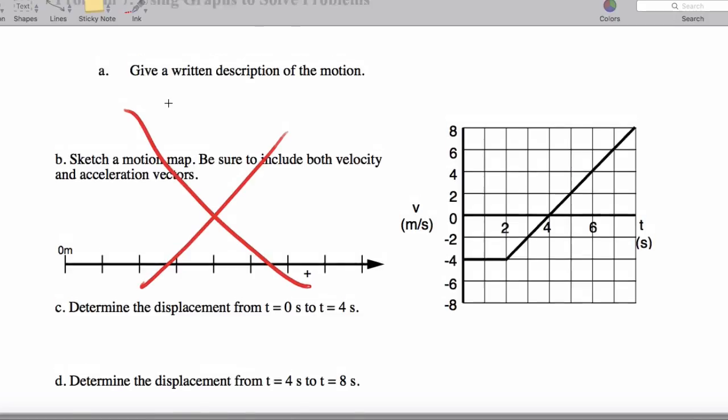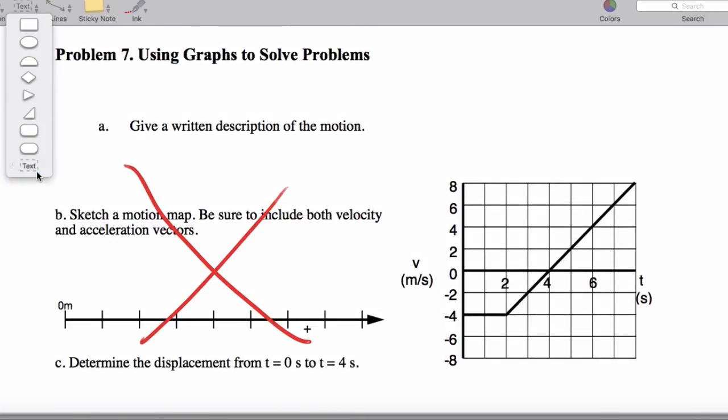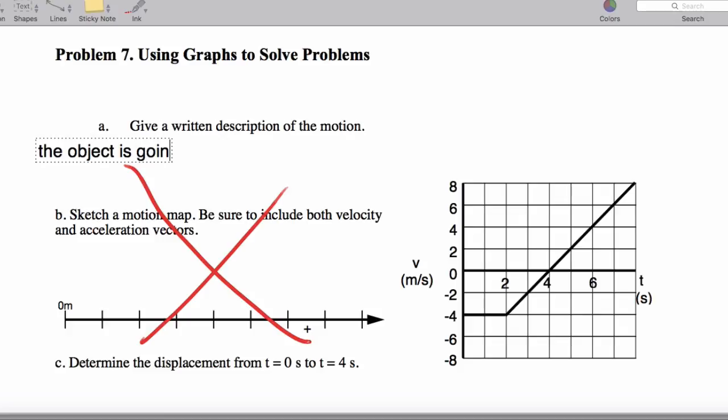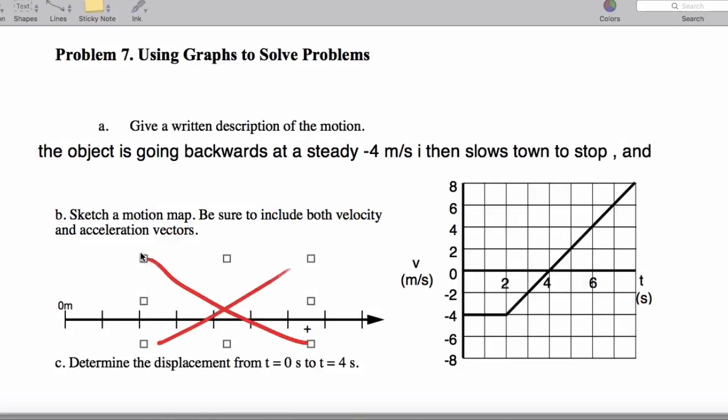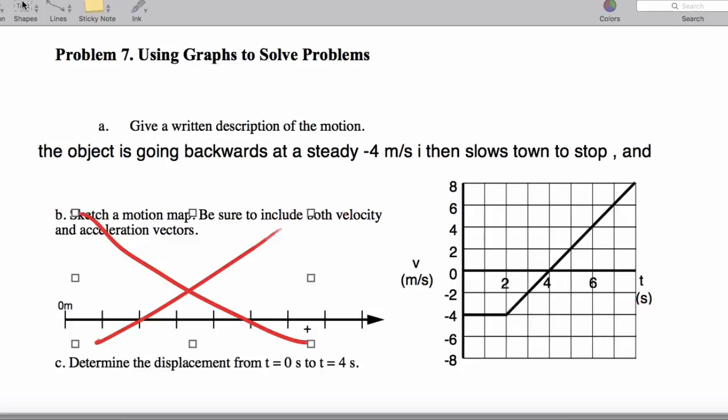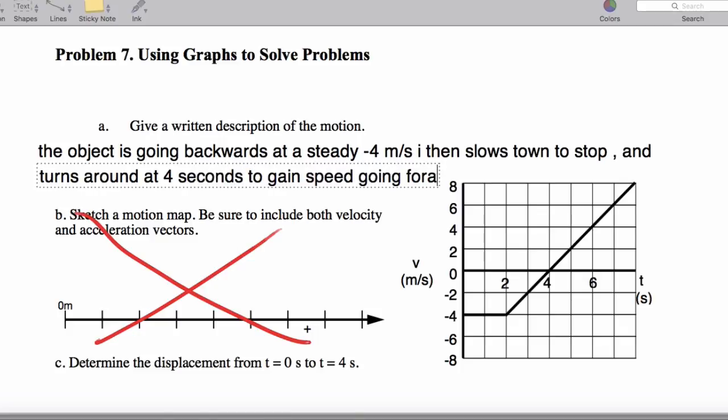So it says give a written description of the motion. So the way I would write that is I would say the following. The object is going backwards at a steady 4 meters per second. It then slows down to stop and turns around at 4 seconds to gain speed going forward.